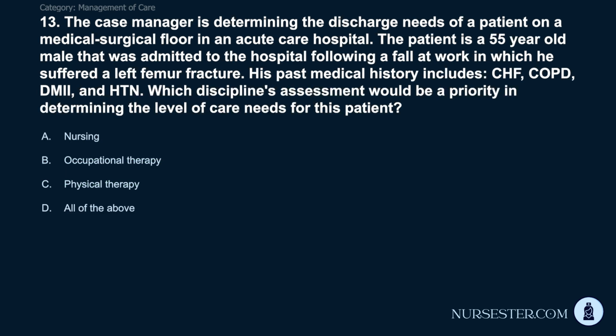13. The case manager is determining the discharge needs of a patient on a medical surgical floor in an acute care hospital. The patient is a 55-year-old male that was admitted to the hospital following a fall at work in which he suffered a left femur fracture. His past medical history includes CHF, COPD, DM1, and HTN. Which discipline's assessment would be a priority in determining the level of care needs for this patient? A. Nursing. B. Occupational therapy. C. Physical therapy. D. All of the above.